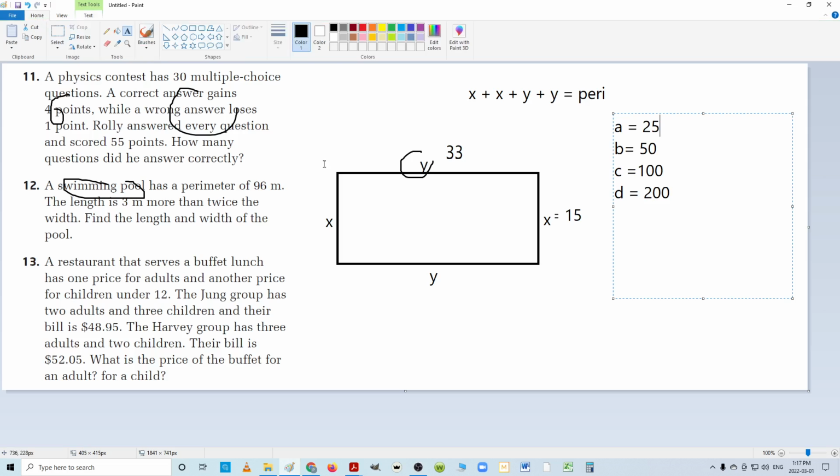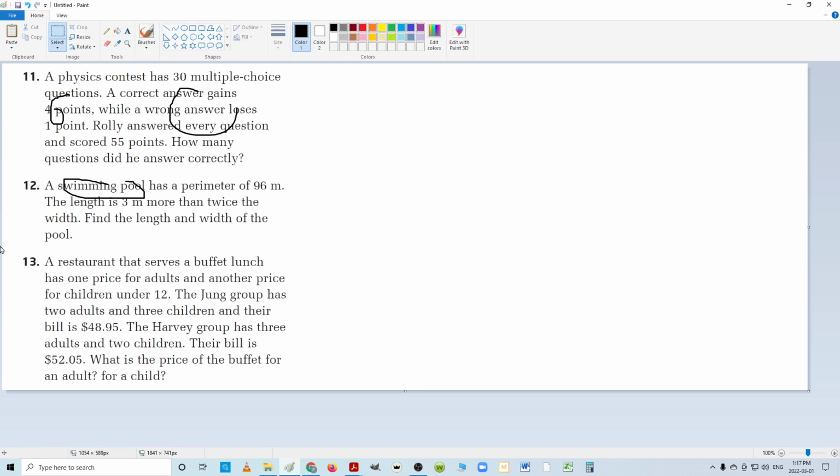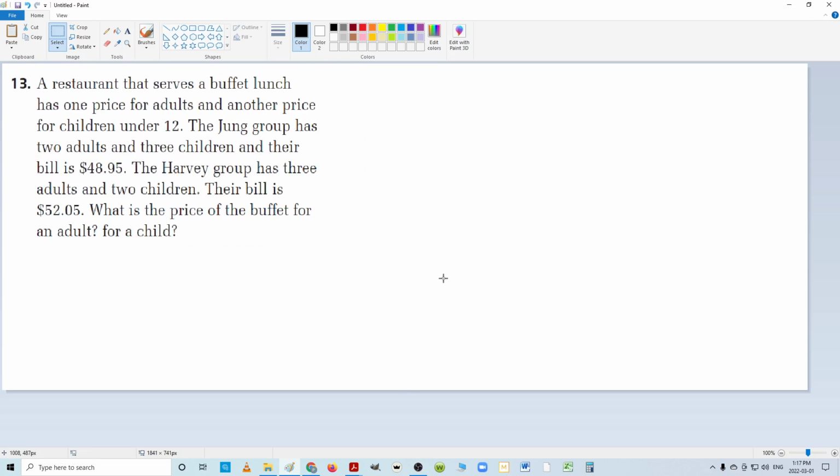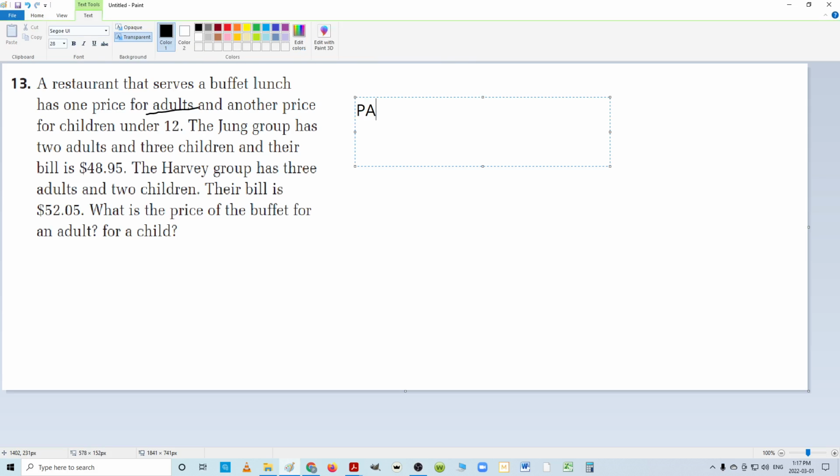So on this next question here, keep in mind whatever your teacher assigned you in homework is probably what you're going to have on a test. So we got a restaurant, and it serves a buffet lunch. This looks hard. And it has one price for adults, so A, and another price for children under 12, so C. The young group has 2 adults and 3 children, and their bill was this. So we're trying to figure out the price.